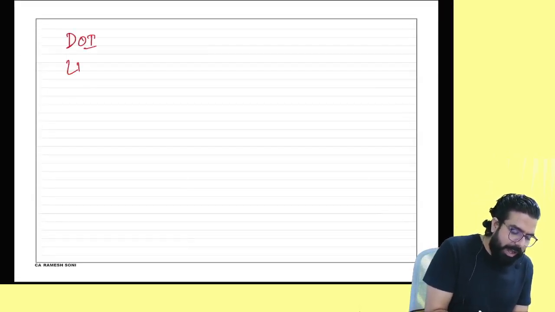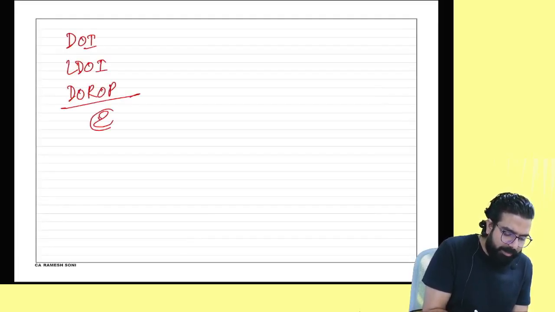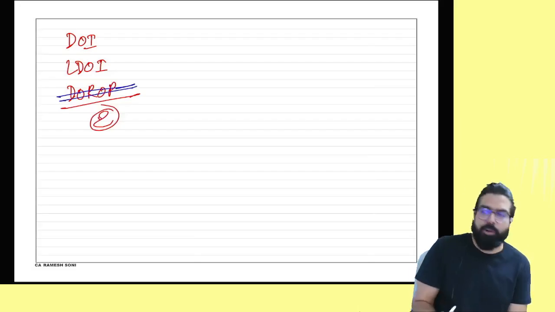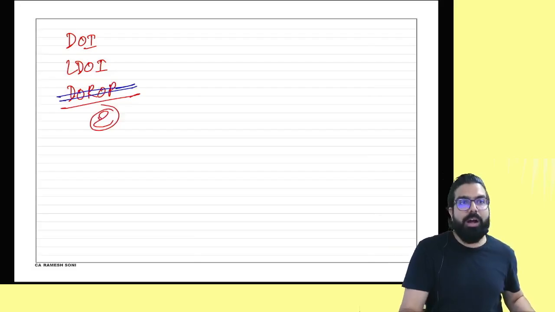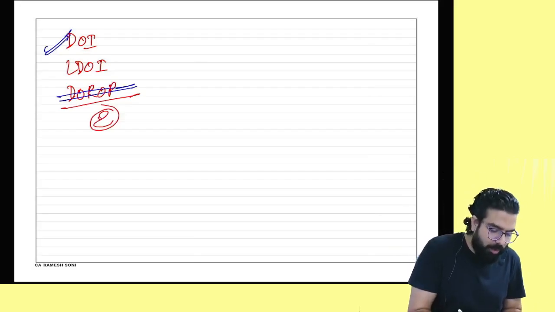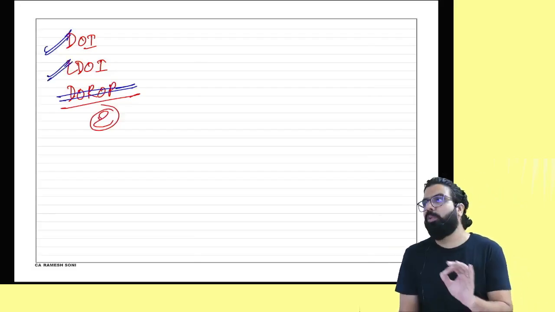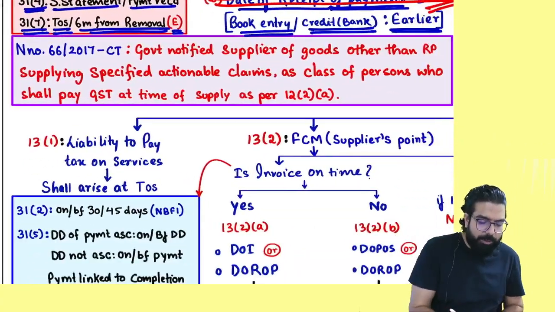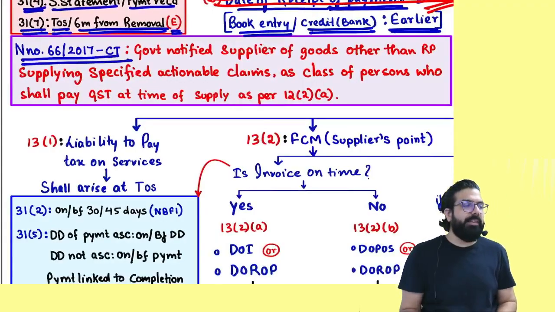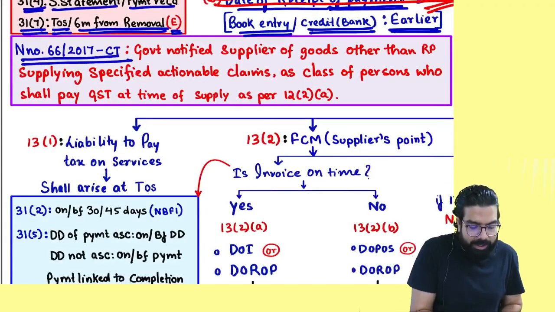Date of invoice, last date to issue invoice, or date of receipt of payment, whichever is earlier. But then the government told that, in case of a supplier of goods, they are not required to pay GST on advance, and hence it will be date of invoice or last date to issue invoice, whichever is earlier. This is the notification which the government issued: Notification number 66/2017, Central Tax.